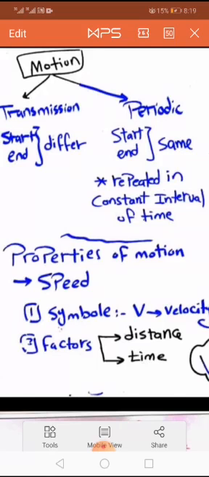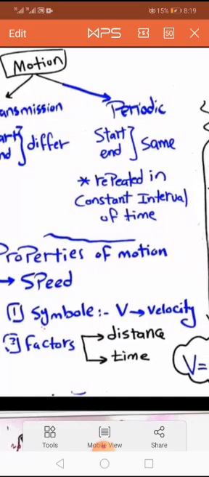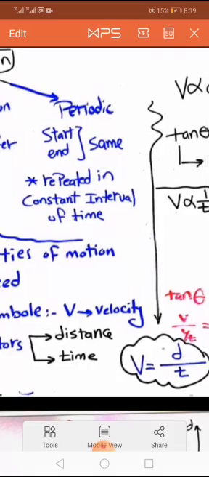Properties of motion that you have to know start with speed. Speed has a symbol v, which indicates velocity. But you have to know that there is a difference between speed and velocity, as speed is a scalar, while velocity is a vector. Speed has factors, which are distance and time. The law of the speed is distance per time, or distance over time.